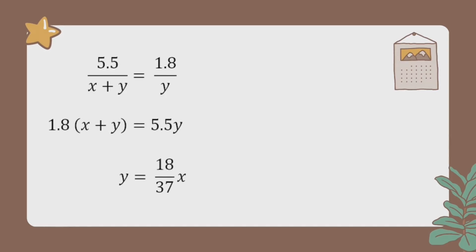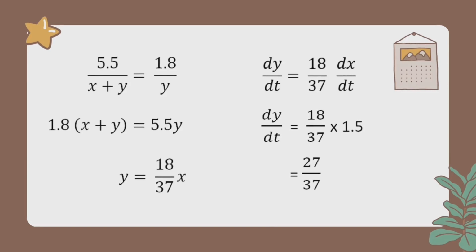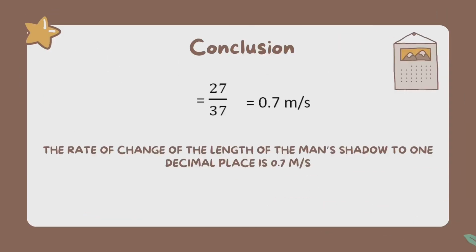We can take the derivative of this with respect to time to find the relationship between the respective rates as dy over dt equals to 18 over 37 times dx over dt. Now, we can substitute the given rate. dx over dt equals to 1.5 meter per second. And we will get dy over dt equals to 27 over 37. In conclusion, the rate of change of the length of the man's shadow to one decimal place is 0.7 meter per second.